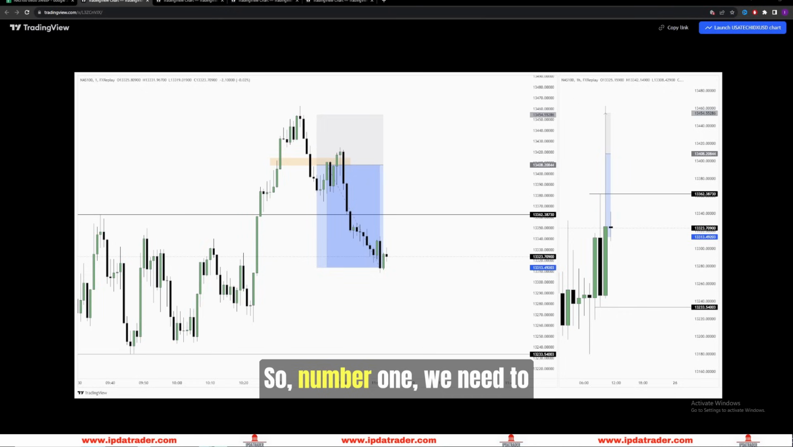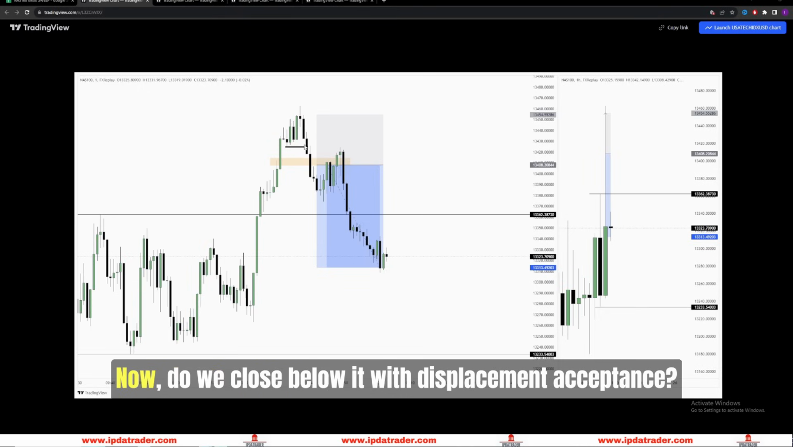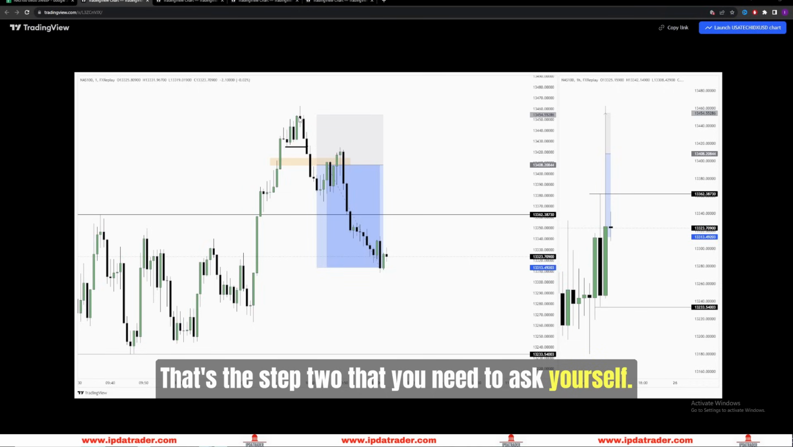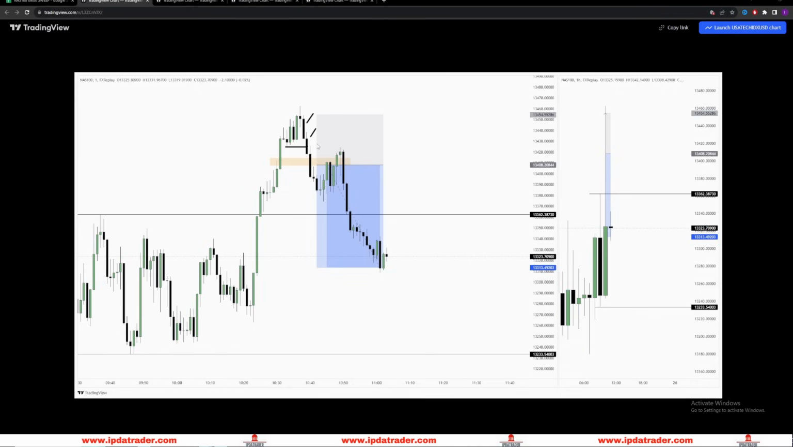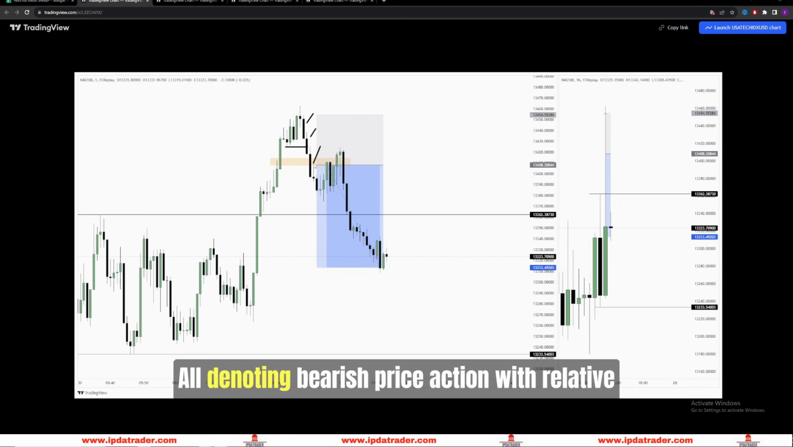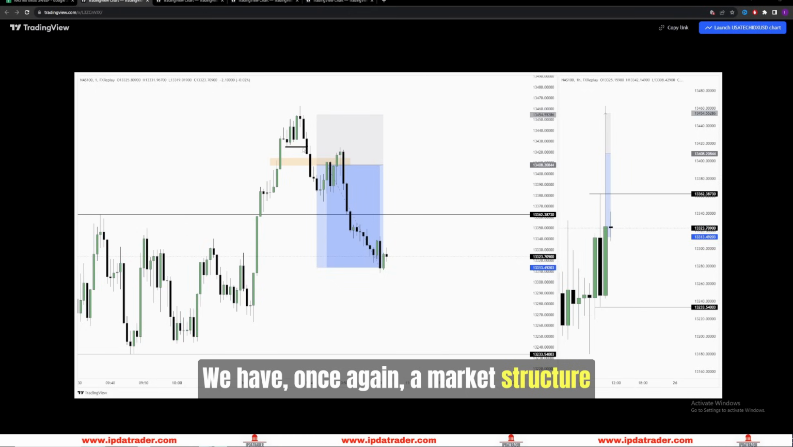So number one, we need to see a market structure shift. When we have this leg up, the market structure shift point would be here. Now, do we close below it with displacement acceptance? That's the step two that you need to ask yourself. The answer is yes, right? We see a few consecutive candles, all denoting bearish price action with relative strength and confirmation to go further short, right? So these two steps are now covered. We have, once again, a market structure shift with a displacement lower and acceptance.